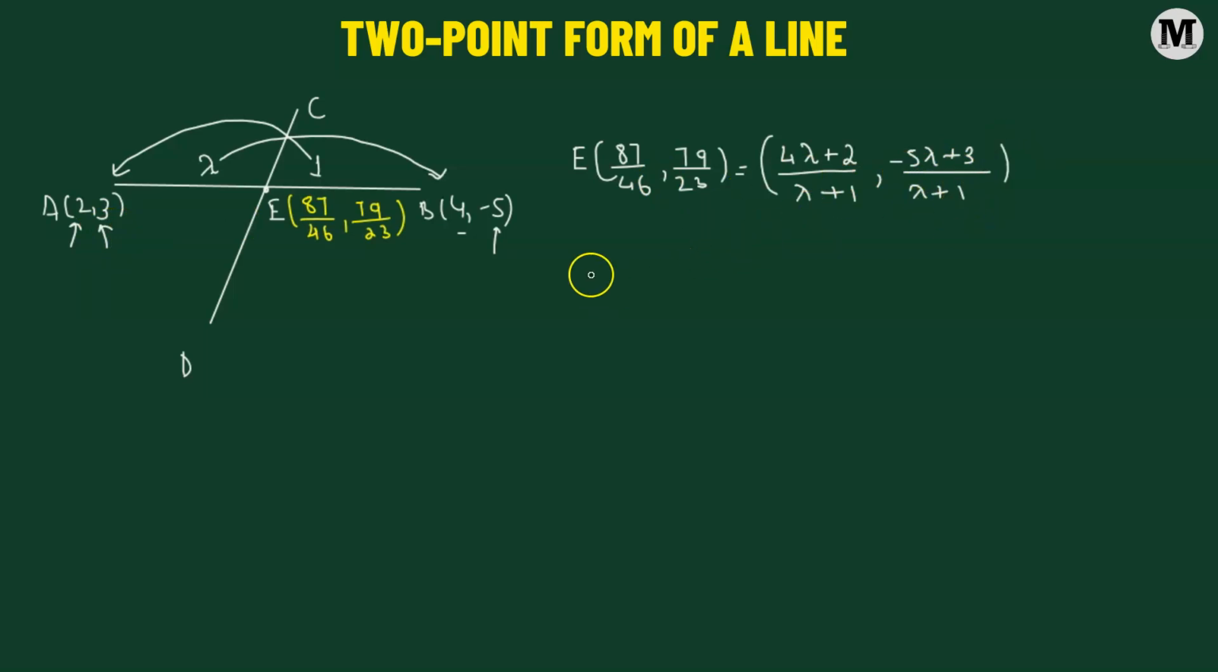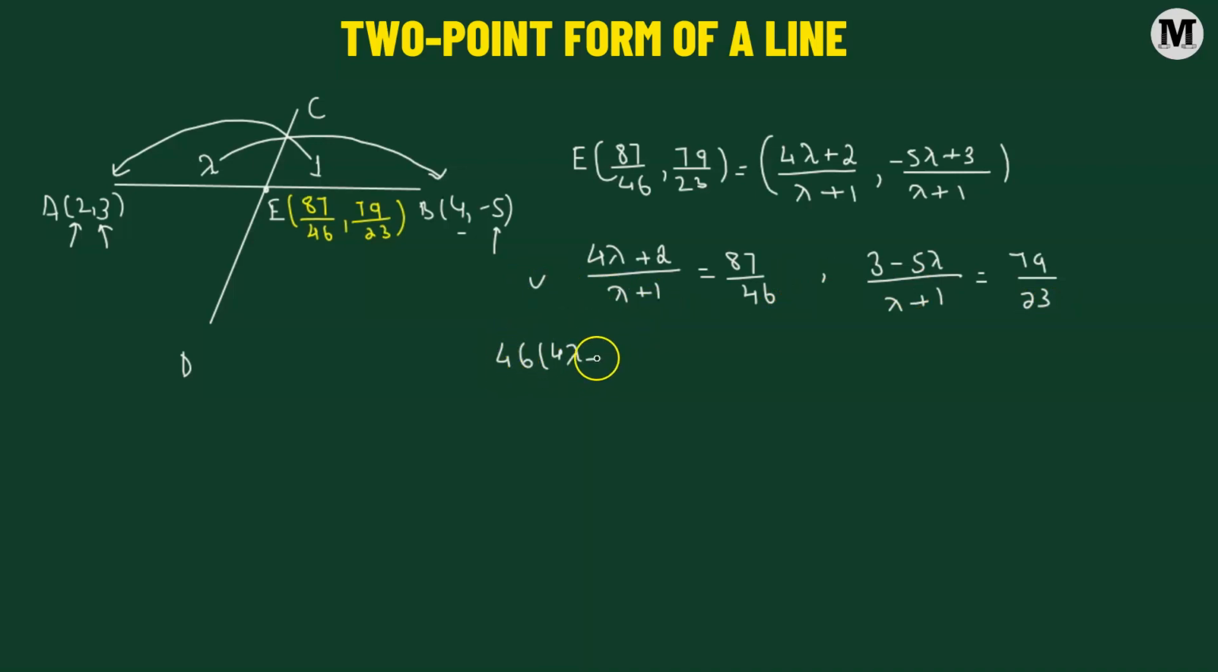Okay, now what we can do, we can equate them. So let's take the x coordinate, which is 4 lambda plus 2 divided by lambda plus 1 equals 87 over 46. And then for the y coordinate, we have 3 minus 5 lambda divided by lambda plus 1. That will be equal to 79 over 23. Now we can solve either of the equations to get the value of lambda. So let's use this particular equation. So we'll have 46 multiplied by 4 lambda plus 2 equals 87 multiplied by lambda plus 1.